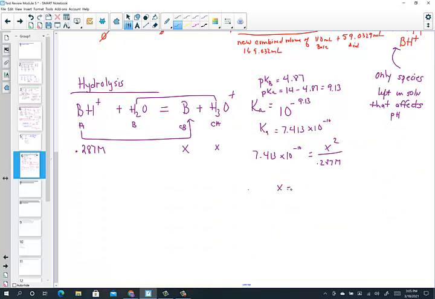I'm going to cross multiply, take the square root, and solve for X. So X is equal to the square root of 7.413 times 10 to the negative 10 times 0.287. That's what I'm doing on my calculator to pull out X. And remember, X was hydronium in molarity units. My screen is reading 1.4579 times 10 to the negative 5th molar for the value of X.